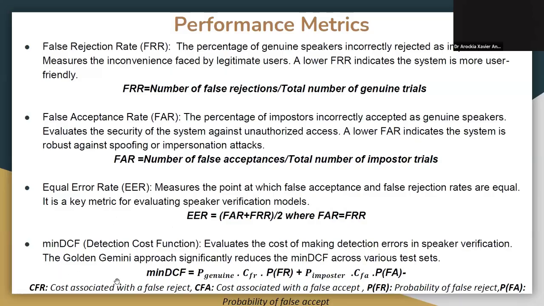Then min DCF evaluates the cost of making detection errors in speaker verification. The golden Gemini approach significantly reduces the min DCF across various test sets. The detection cost function is basically dependent on the cost associated with false reject, the cost associated with false accept, and the probability of false reject and the probability of false accept. So using this, we capture the minimum detection cost function.